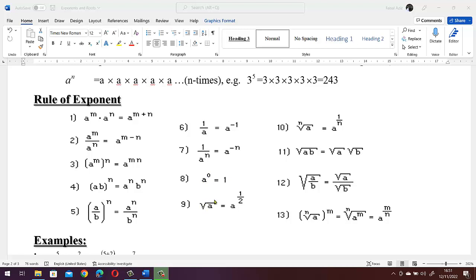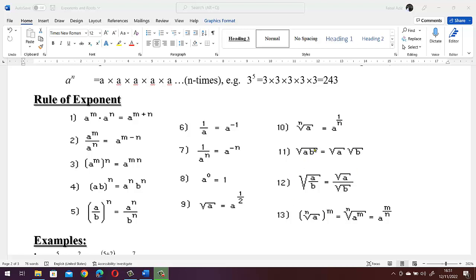The square root of a, we know the value of a square root is 1 upon 2, so we can write it as a power 1 upon 2. And if we have the nth root of a variable, let's say n, when we write it, it will become a power 1 upon n.